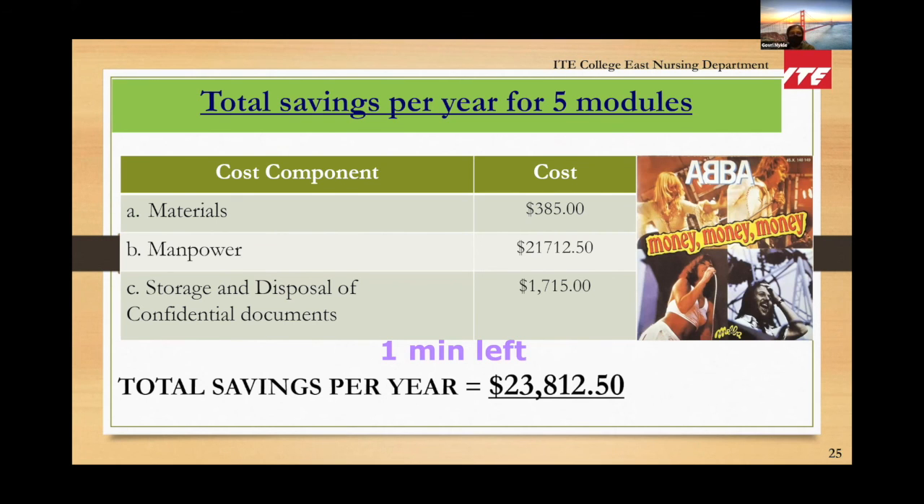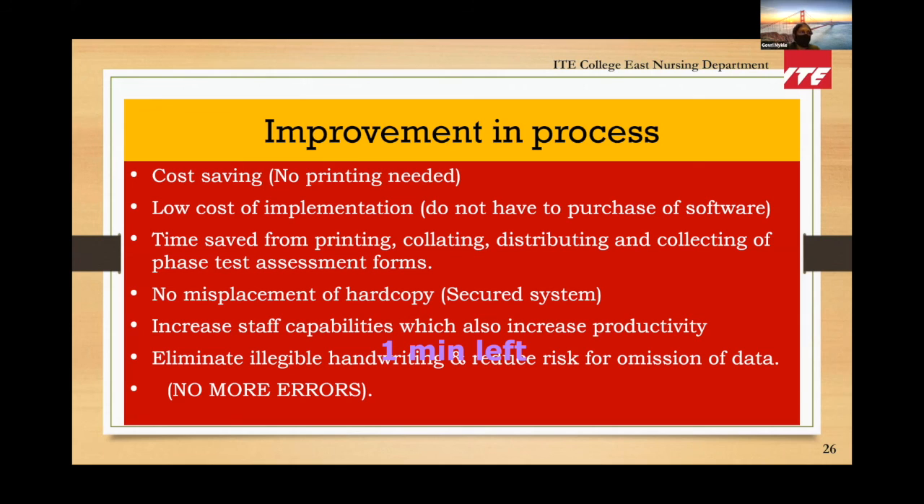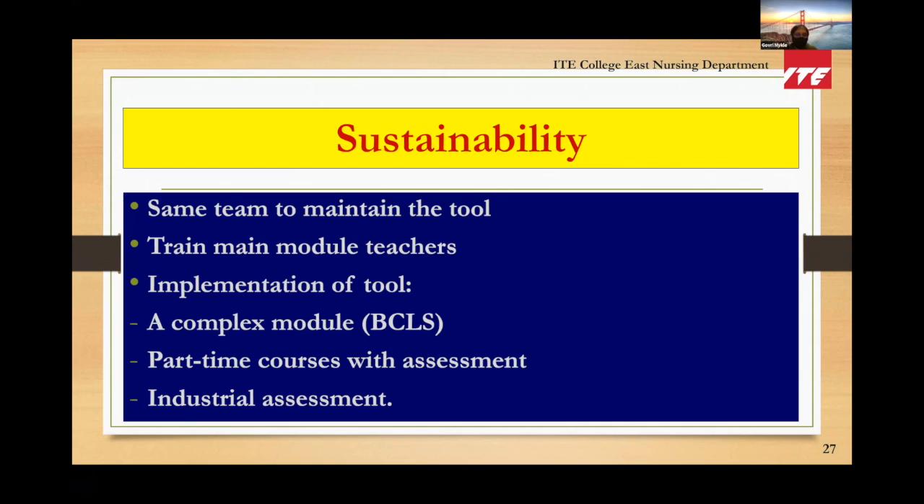As we mentioned in slide 15, these are the improvements in process that we have: cost saving, time saving, no misplacement of hard copy, and we eliminate illegible handwriting. On sustainability, the same team will maintain the tool and train module teachers. We are going to implement this for a more complex module, called BCLS, Basic Cardiac Life Support. We will also work with part-time courses, and in future do it for industrial assessment.